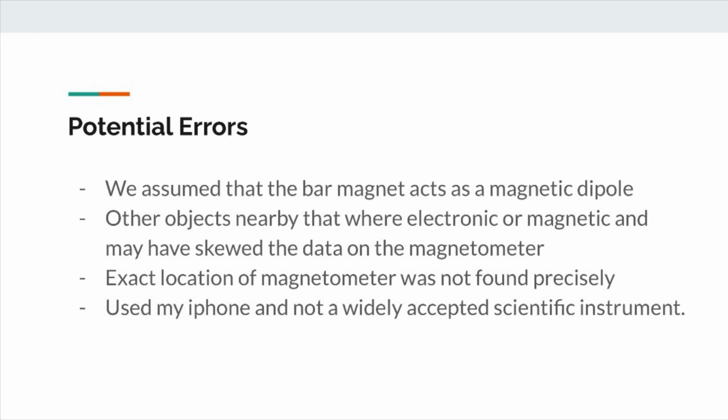Now, potential errors that could result in that big difference in my simulated versus measured data is that we assume the bar magnet acts as a magnetic dipole, which could be true, but it's probably not the exact case. Other objects nearby, such as electronics or other magnets on the table, definitely could have skewed the data, such as my computer being on the table in order to read the lab procedure.